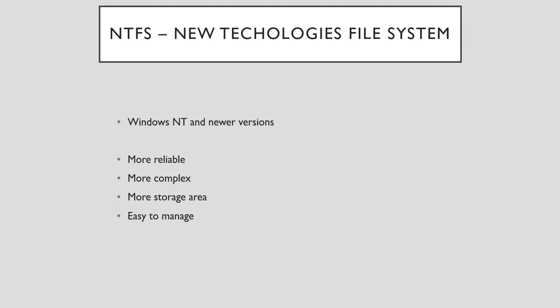And NTFS, New Technology File System, is used for Windows NT and newer versions. So you will see that file system in almost all Windows operating system versions nowadays. And what are its features? It's more reliable, more complex, has more storage area, and is also easy to manage, so that's why new operating systems use this file system.